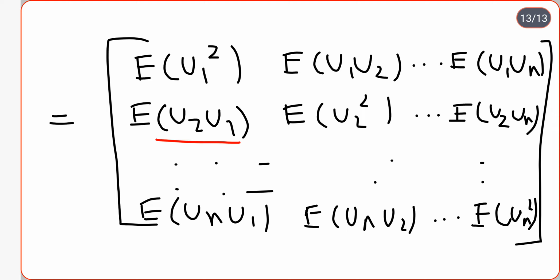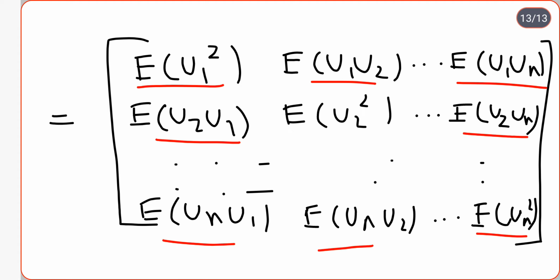0, because the error terms are obviously not correlated to each other, so their expectation will be 0 because they don't have any correlation with each other. So all of these terms will be converted into 0. But for these diagonal terms, expectation of u1 square, expectation of u2 square, expectation of un square, we all know that the error terms follow an assumption, that is the homoscedasticity assumption.